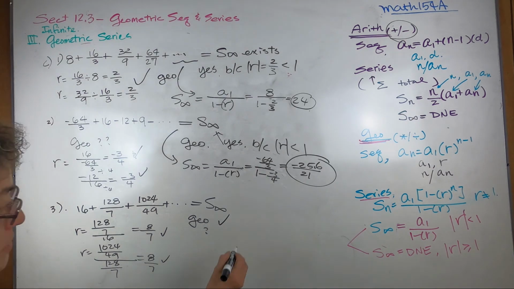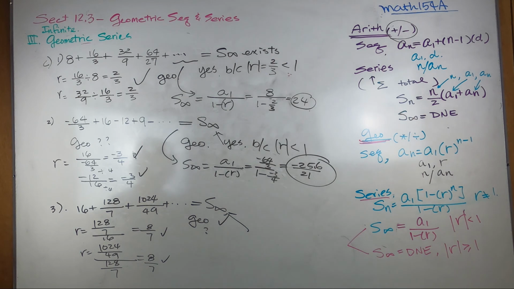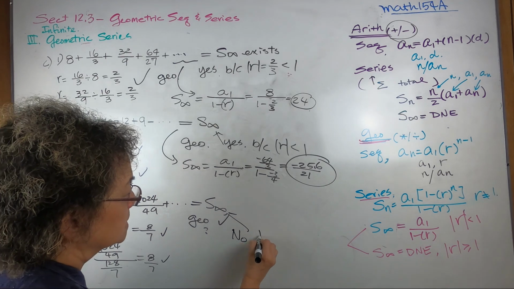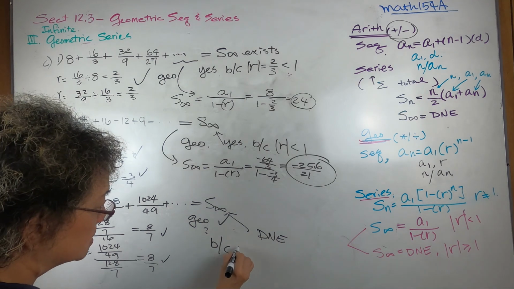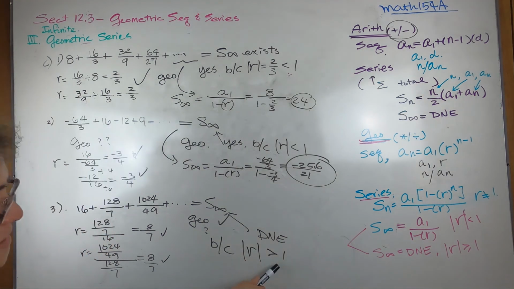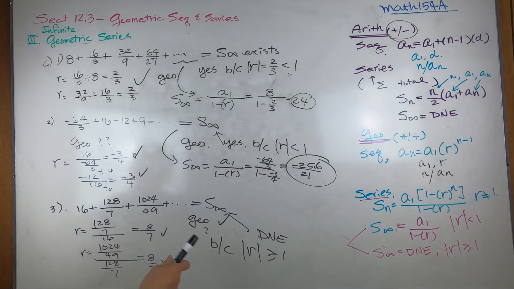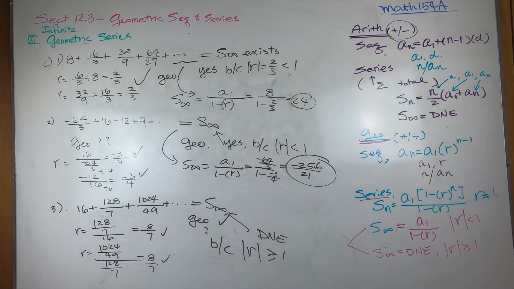Okay? Then, does S infinity exist? No, it doesn't exist, right? Why? Because its absolute value is bigger than 1. Okay? Because it's bigger than 1, numbers are getting bigger and bigger and bigger. When you add it together, you cannot find the answer. That's how it works. Right?